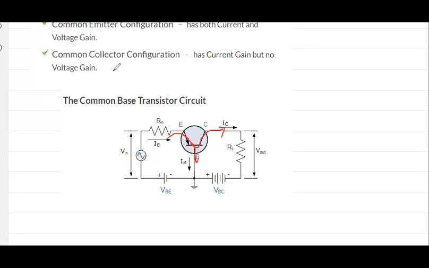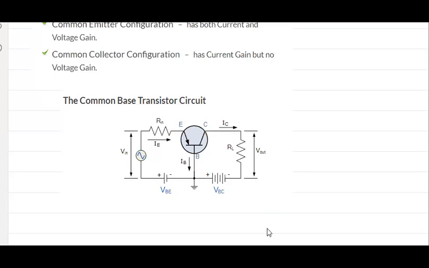IE is equal to IB plus IC holds true for all the cases, be it common base, common emitter, common collector. It will hold true for all the cases. Okay, got it? Everyone got this? Step by step. So I hope all of you understood the configuration.